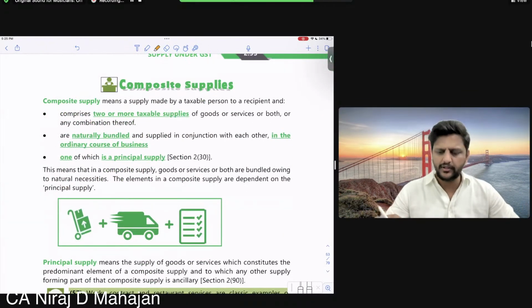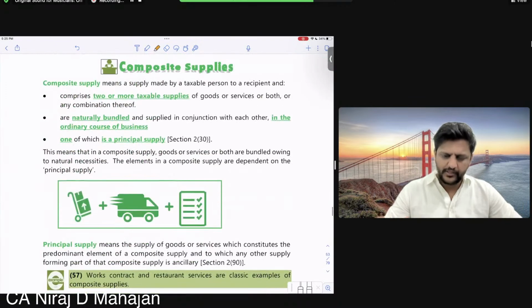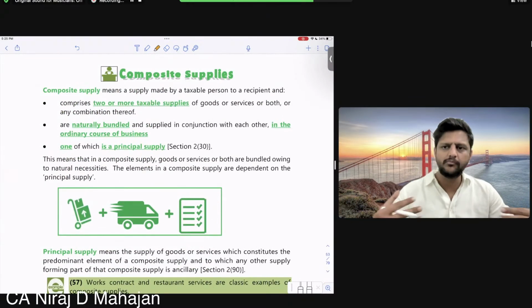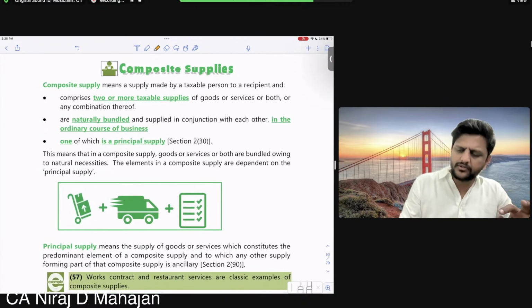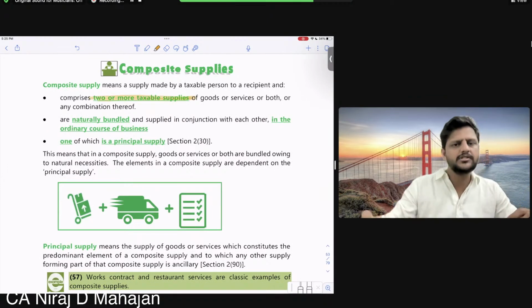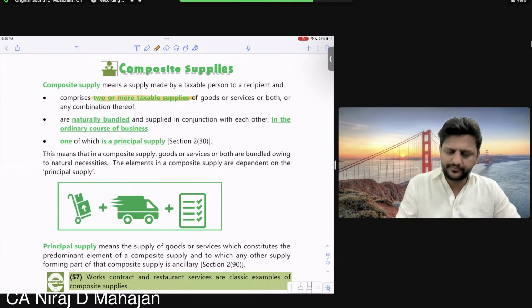They are coming together naturally, and among them, one of them is the most important supply, and that most important supply is, बच्चों, what? Principal supply. Clear? चलो. So composite supply means a supply made by a taxable person to the recipient and comprises of two or more taxable supplies. Clear till here?